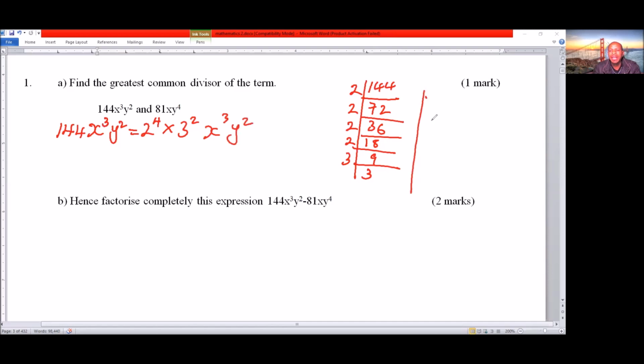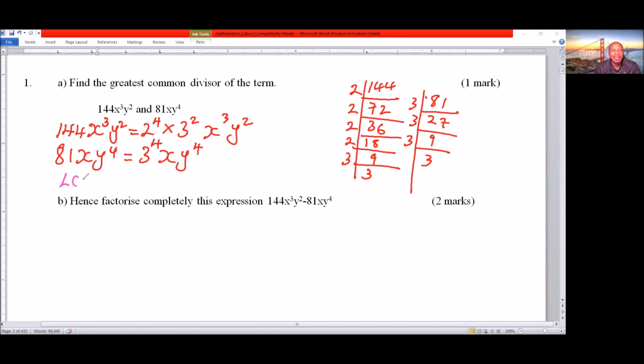Then let's deal with the 81. So 81 divided by 3 is 27. By 3, you get 9. By 3, you get 3. So it means that 81xy to power 4 is equal to 3 to power 4, multiplied by x, and y to power 4. So we have said that to get the LCM, we take the factors with the highest power or index.